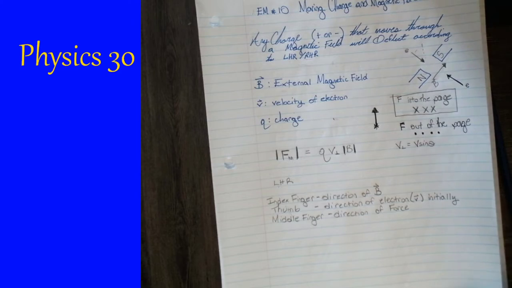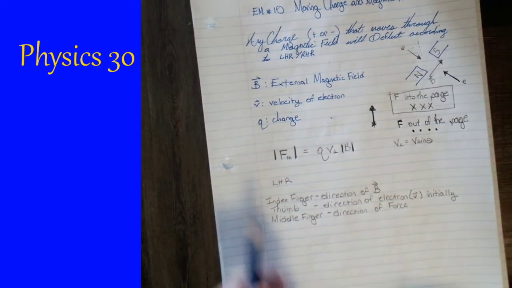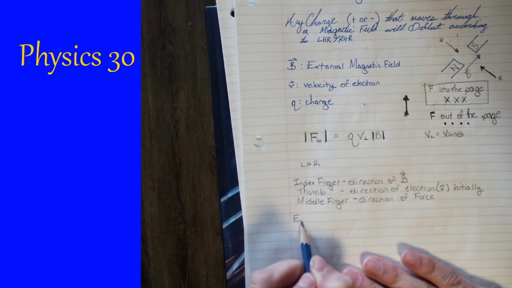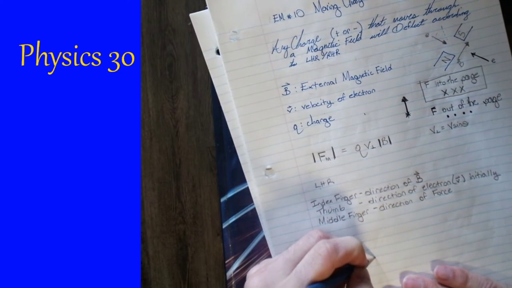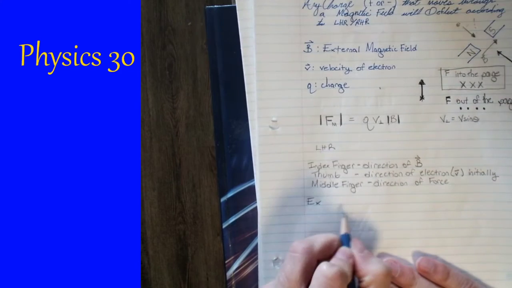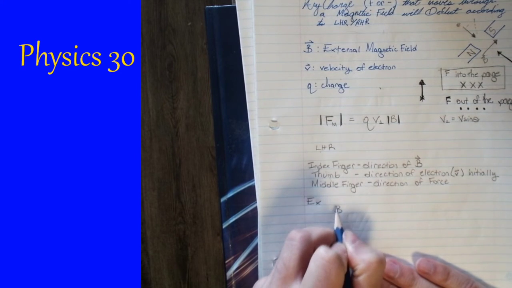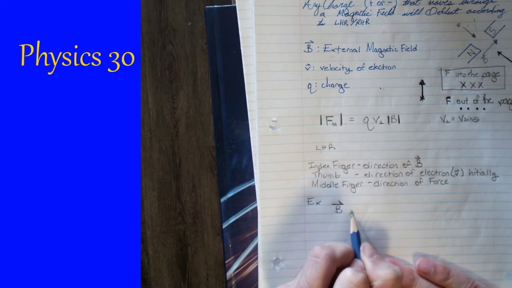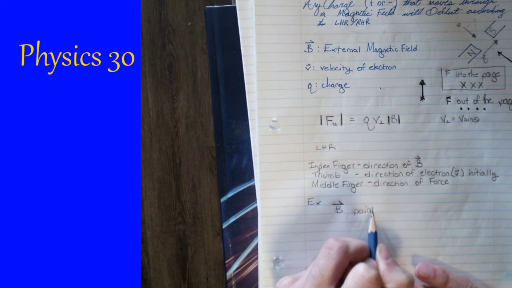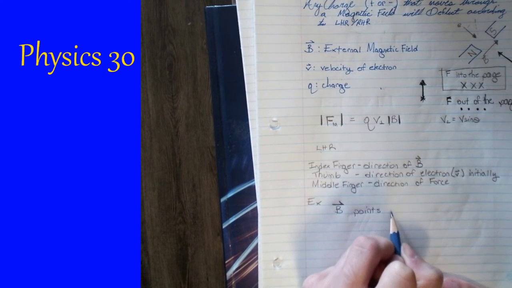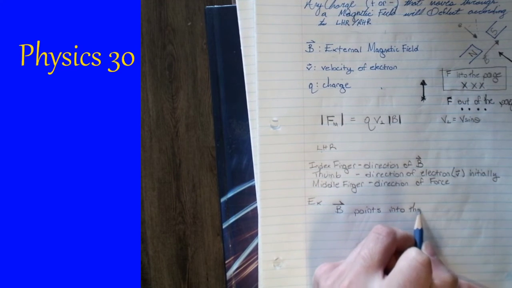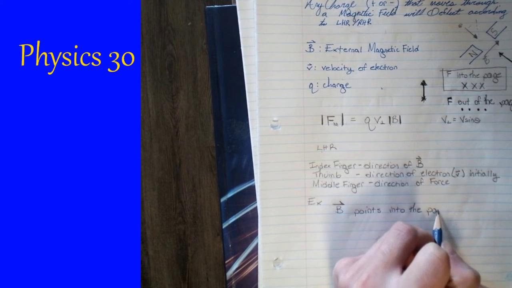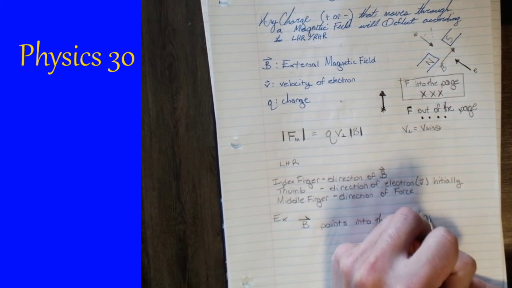Okay, so we can do another example. I think that would be helpful. So let's say we have a magnetic field that points into the page. And you'd see this written a couple different ways. Magnetic field points into the page or away from you.